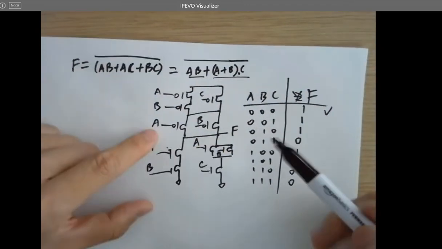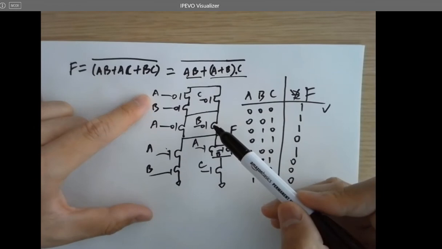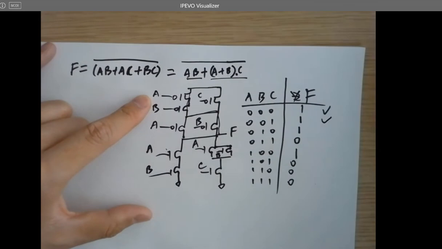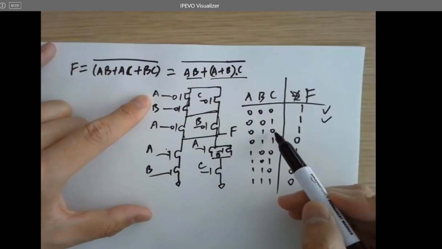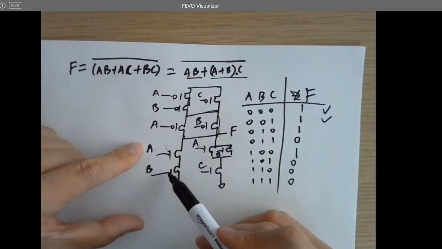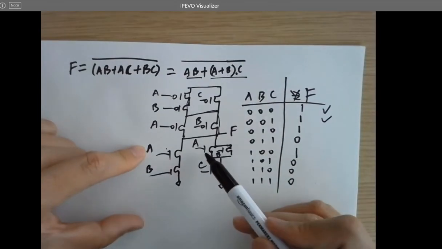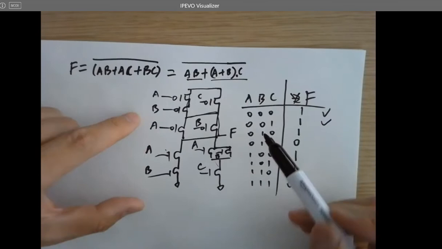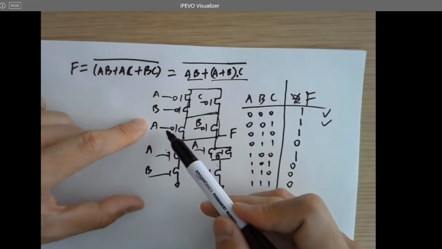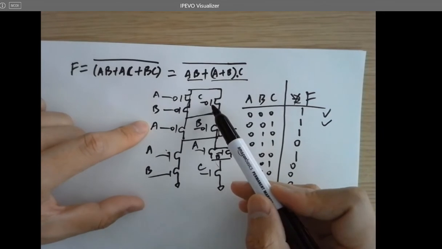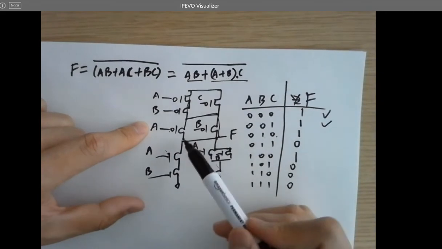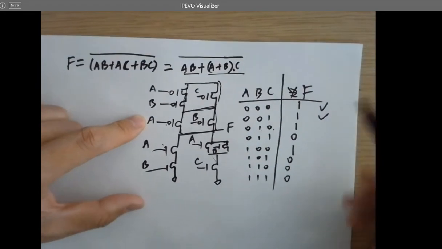0, 0, 1. Here's a pathway to pull it up. Verified. 0, 1, 0. 0, 1, off. No way to pull it down. See? 0, 1, 0, right? So A and C are zeros. So this is a path to go to the VDD.